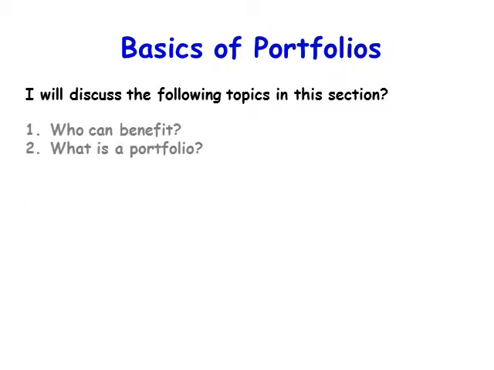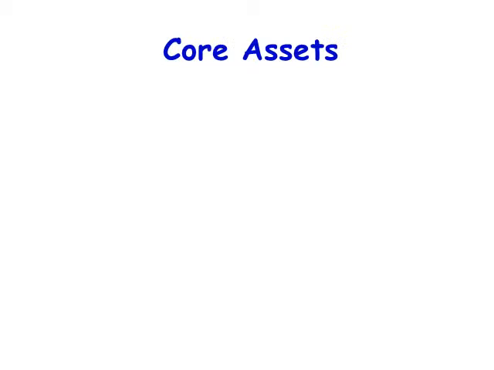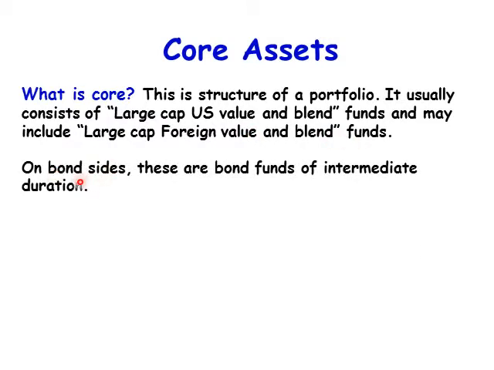In this section, we'll talk about what core and satellite assets are in a portfolio. What's a core asset? This is the structure of a portfolio. Core makes the structure of the portfolio. It usually consists of large cap US value and blend funds and may include large cap foreign value and blend funds also. On the bond side, these are the bond funds of intermediate duration or total return type bond.